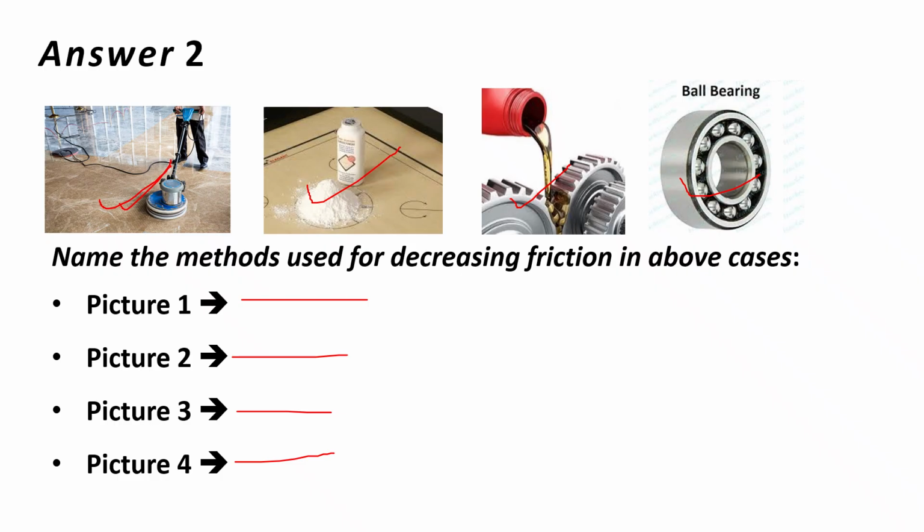So first is polishing, second is using powder, third is either oil or lubricating, and fourth is using ball bearings. So that is the set of answers for 2. Now see answer 3.